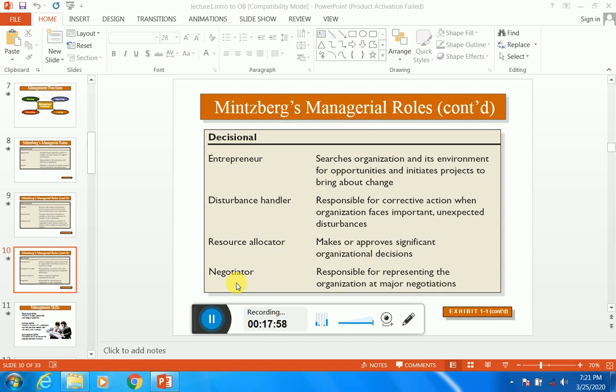And the last, negotiator, responsible for representing the organization at major negotiations. Thus the manager performs a negotiation role in which they discuss issues and bargain with other units to gain advantages for their own unit. Unit here means we are talking about a department. Such a person or such activity of a manager or function of a manager is known as negotiator.